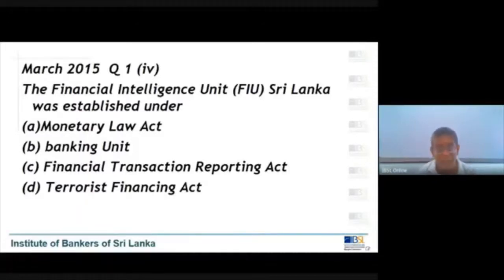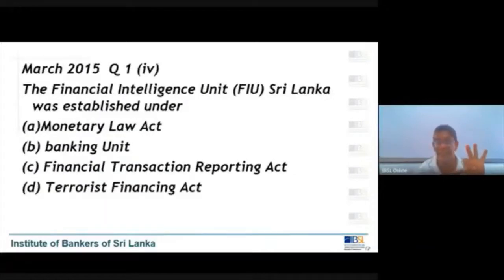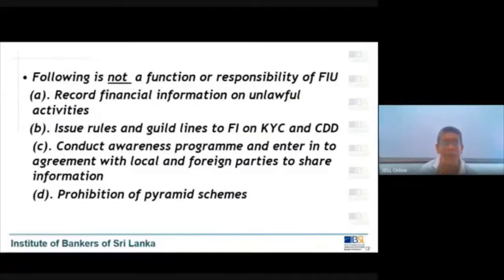It also requests you to appoint a compliance officer, two things, then establish the FIU. So the Financial Transaction Reporting Act, three things: KYC and CDD, appointment of a compliance officer, and establishment of the FIU are necessary under this law. Okay, following is not a function or responsibility.